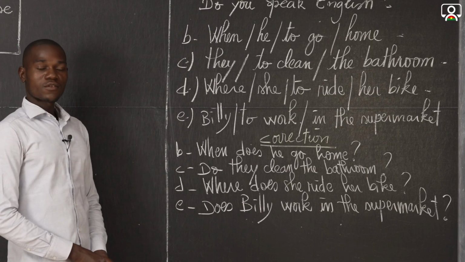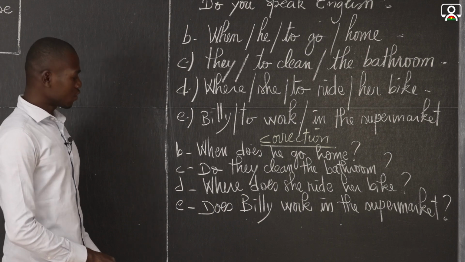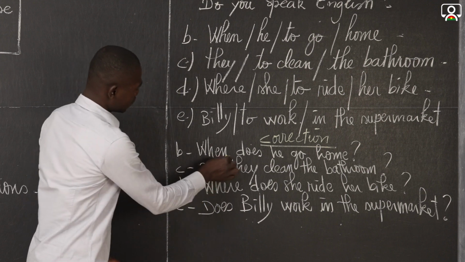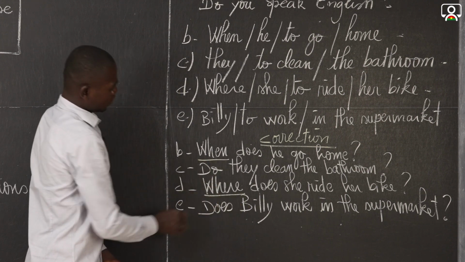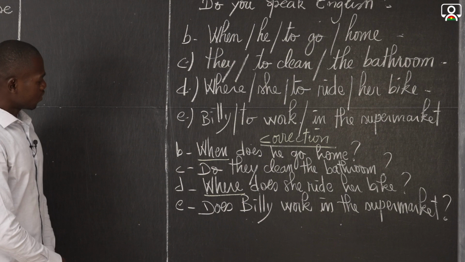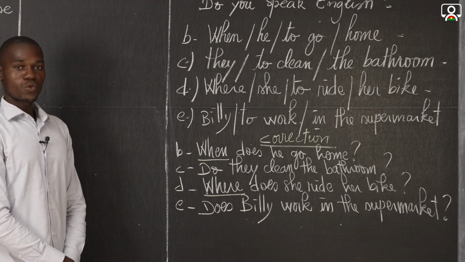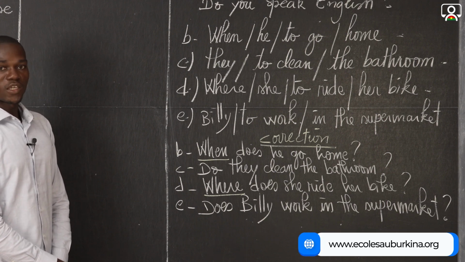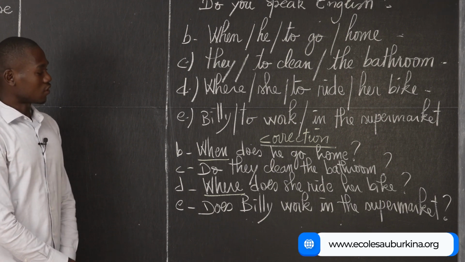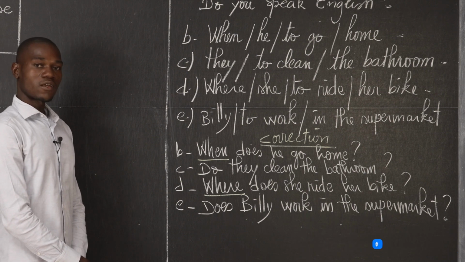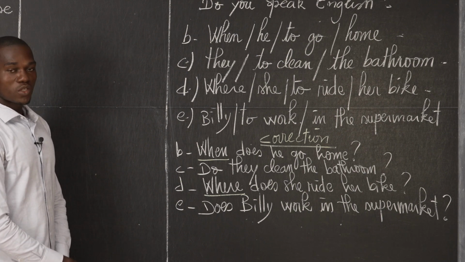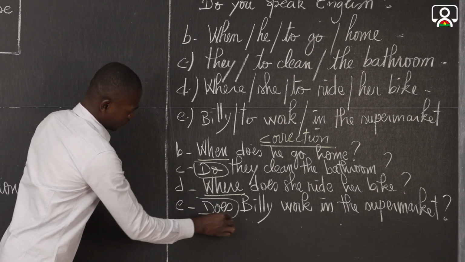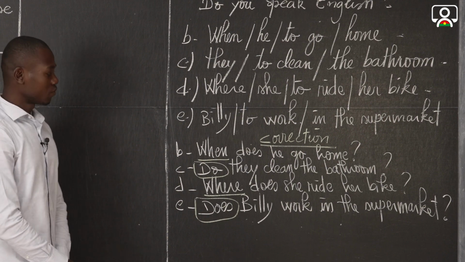So this is the correction. You can make the remark: some sentences begin by a WH word, like in sentences B and D. These are WH questions. And the other sentences begin by an auxiliary. These sentences are yes or no questions. Auxiliary. Great.